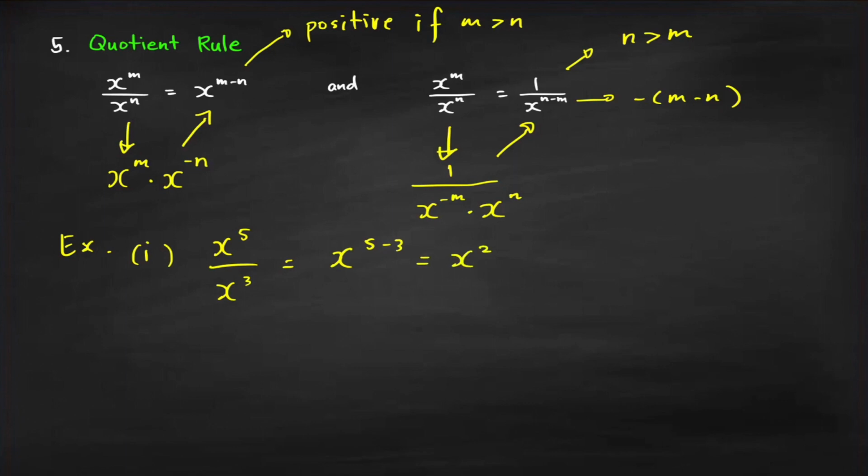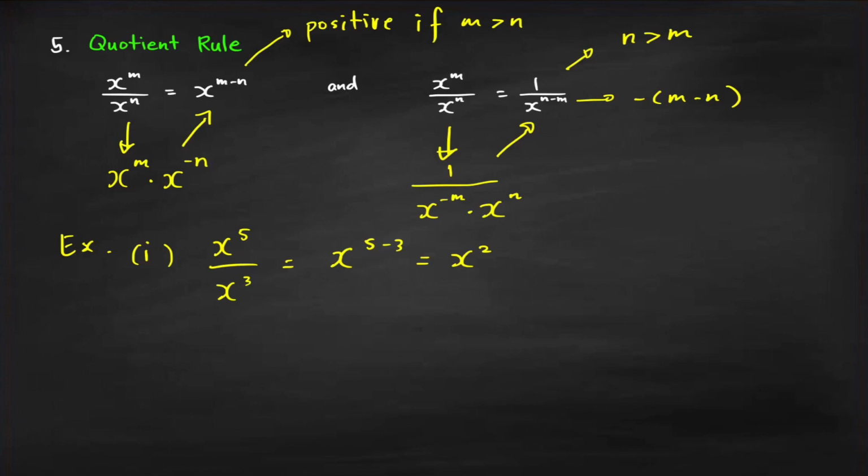Or since these are just positive powers, x raised to 5 means you have 5 copies of x in the numerator, x cubed, 3 copies of x in the denominator. So you cancel common factors. You cancel 3 copies of x in the denominator and 3 copies of x in the numerator. You're left with 2 copies of x in the numerator. So you have here x squared over 1, which can be simplified to just x squared.